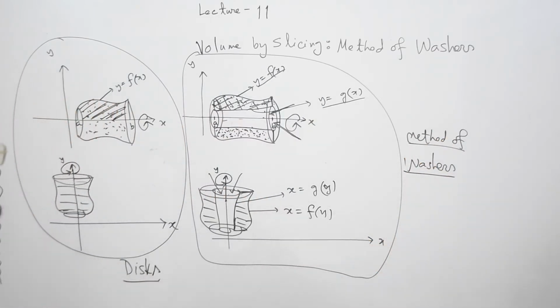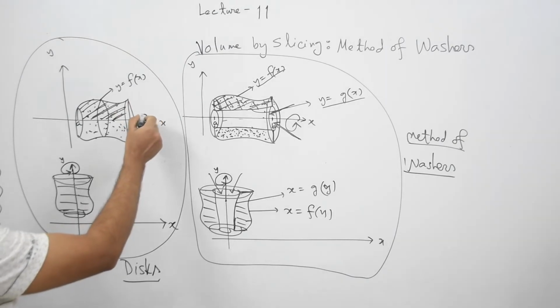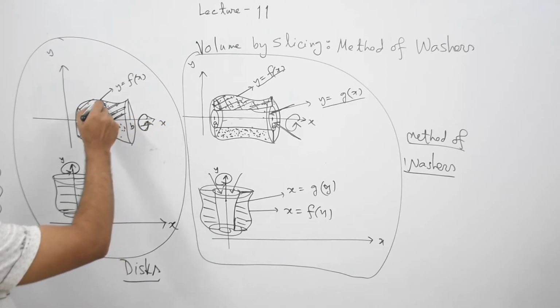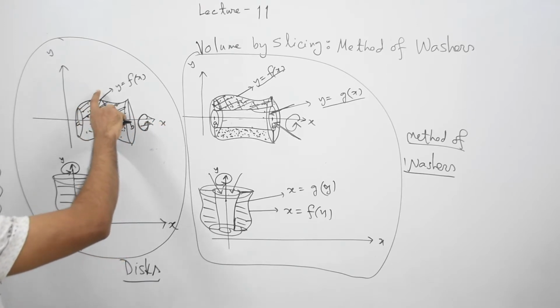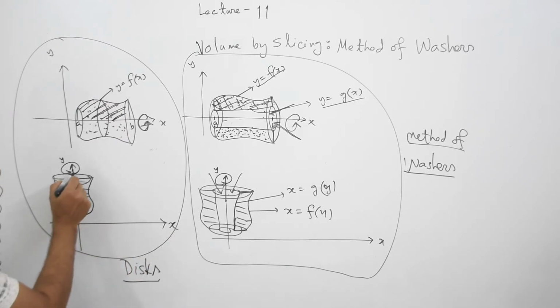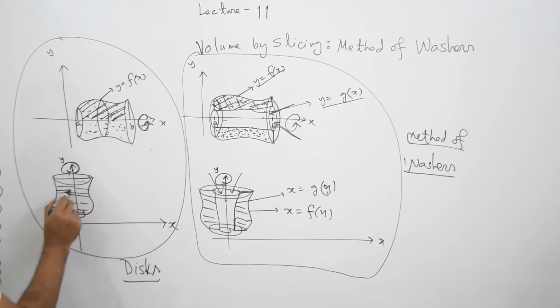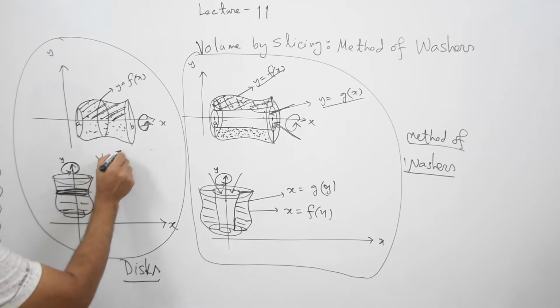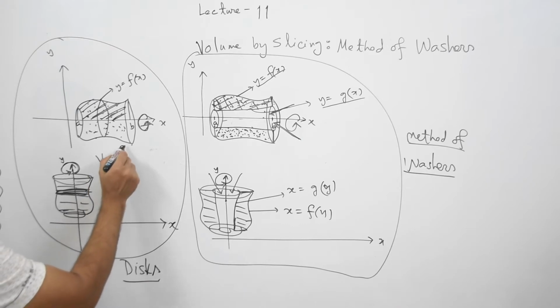But the question is, how can we do that? If you revolve about the x-axis, then the cross section will be perpendicular to the x-axis, and if you revolve a plane region about the y-axis, then your cross section will be perpendicular to the y-axis. And the disk method was something like this.